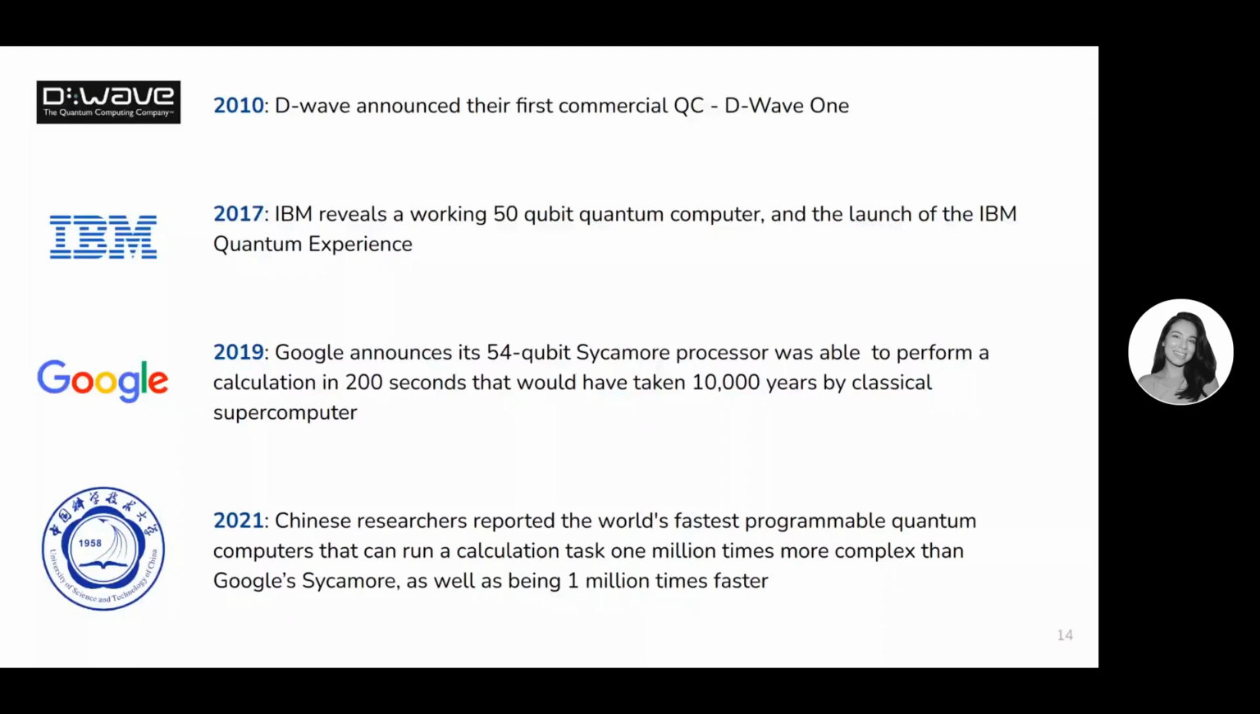In 2017, IBM revealed a working 50-qubit quantum computer and launched IBM Quantum Experience. By the way, IBM Quantum Experience is free for you to use. You can just create an account, install Qiskit, and start coding on your first quantum computer totally for free.